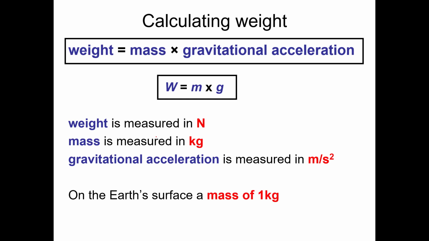We also need to know that on the Earth's surface, a mass of 1 kilogram has a weight of 10 newtons. How does this come up? It is simply coming from the formula W is equal to mg. The mass is 1 kilogram times g, which is equal to 10, always on Earth. The answer is 10 newtons.